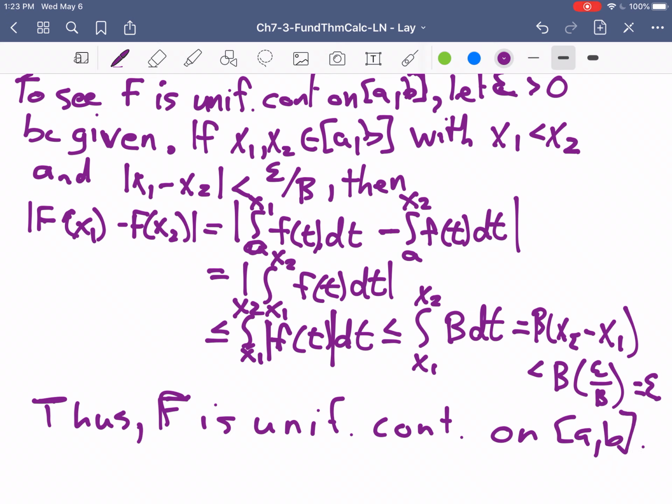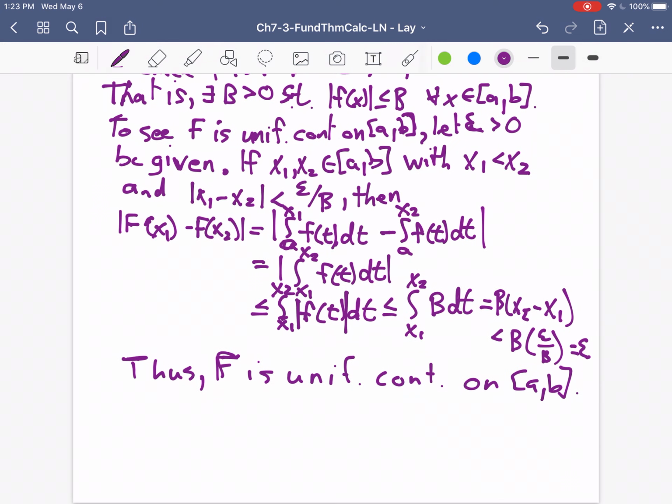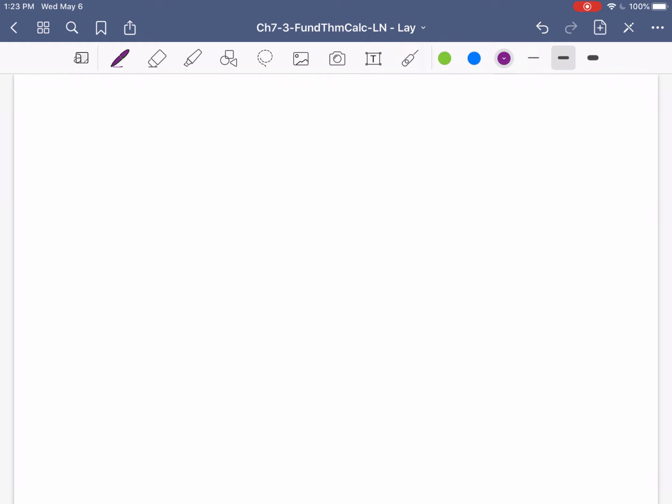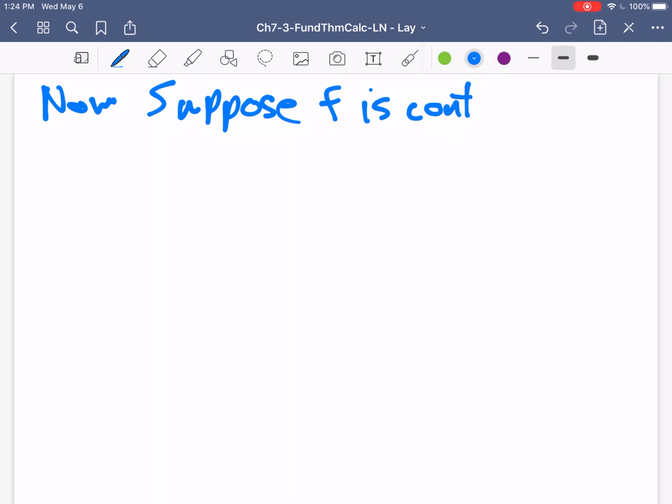So we get that big F is uniformly continuous on [a, b]. All right, so now let's continue this, and now suppose that f is continuous at c in that closed interval.